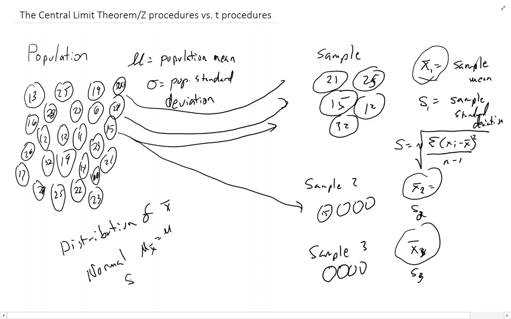And that we get the standard error for the mean, or sigma sub x bar. And it turns out that the standard deviation of the x bars is related to the population standard deviation divided by the square root of your sample size. So there's three sort of standard deviations we're talking about here.